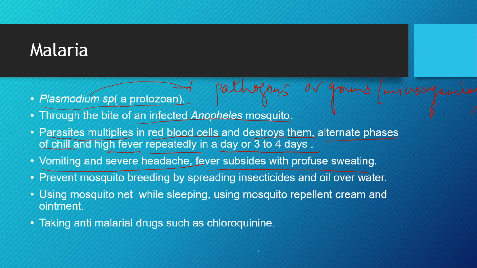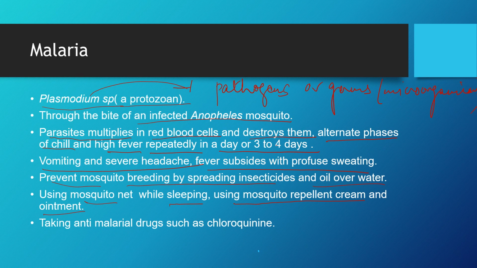So it is very common, we all know that we should keep our surroundings clean, we should use mosquito repellents, we should use mosquito nets and all. These are all the preventing things: spreading insecticides, oil all over water, using mosquito nets while sleeping, and mosquito repellent cream and ointment.